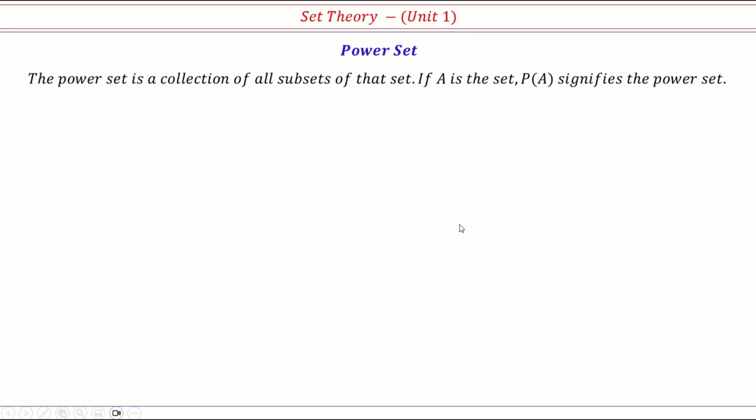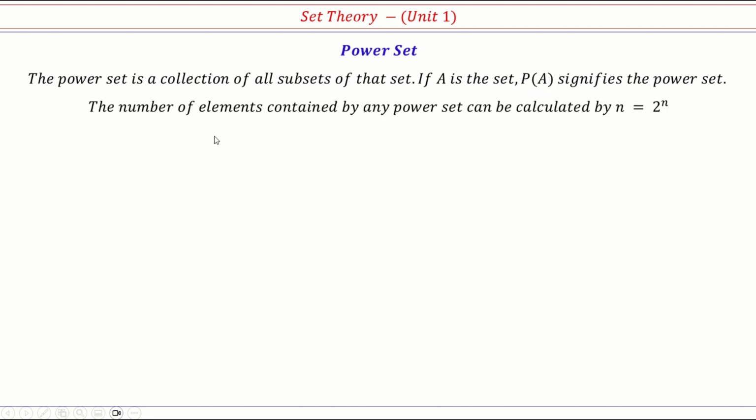Power set. A power set is a collection of all subsets of the set. If A is a set, P(A) signifies the power set. The number of elements contained by any power set can be calculated as 2 to the power of n, where n is the number of elements in the set. So if you consider {1, 2} as a set, then the power set of A contains phi, the null set, the set with element 1, the set with element 2, and the set with elements 1, 2.